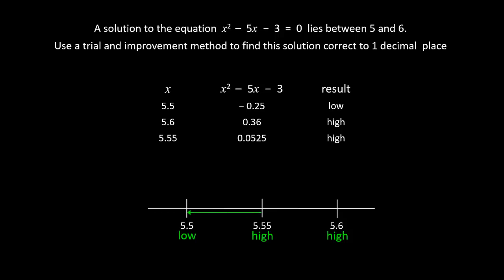And all we say is, well, everything in that gap between 5.5 and up to, but not including 5.55, if you round it to 1 decimal place, is 5.5. Okay, that's the tricky bit. You might not be perfect on that at the moment. Let's see how it is after a couple of examples.